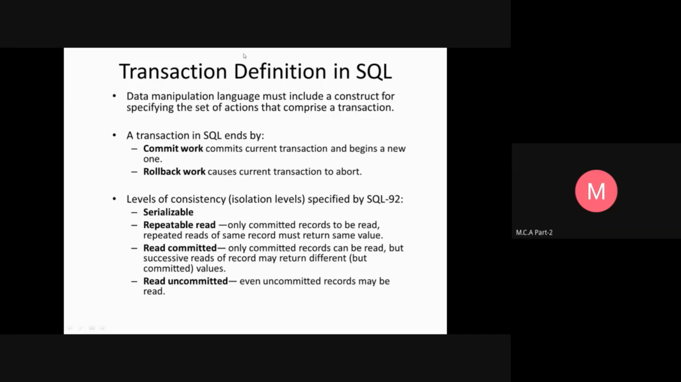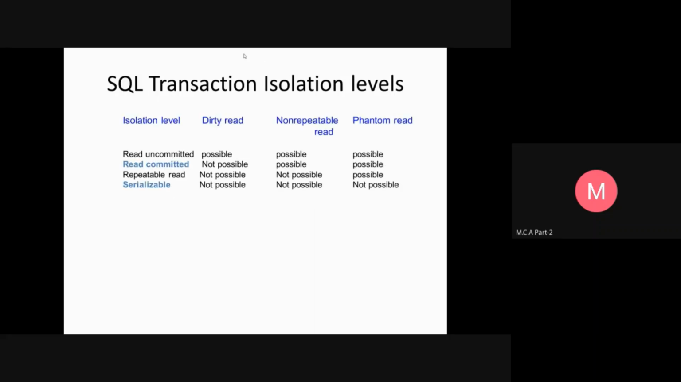And the last is read uncommitted, where even uncommitted records may be read. It is the lowest isolation level allowed by SQL. So let's look at it via a chart. If the isolation level is read uncommitted, then dirty reads, non-repeatable reads, and even phantom reads are possible. But we need to note that dirty reads are one of the worst possible things that can take place, that we basically don't want to happen, but it is allowed with read uncommitted.